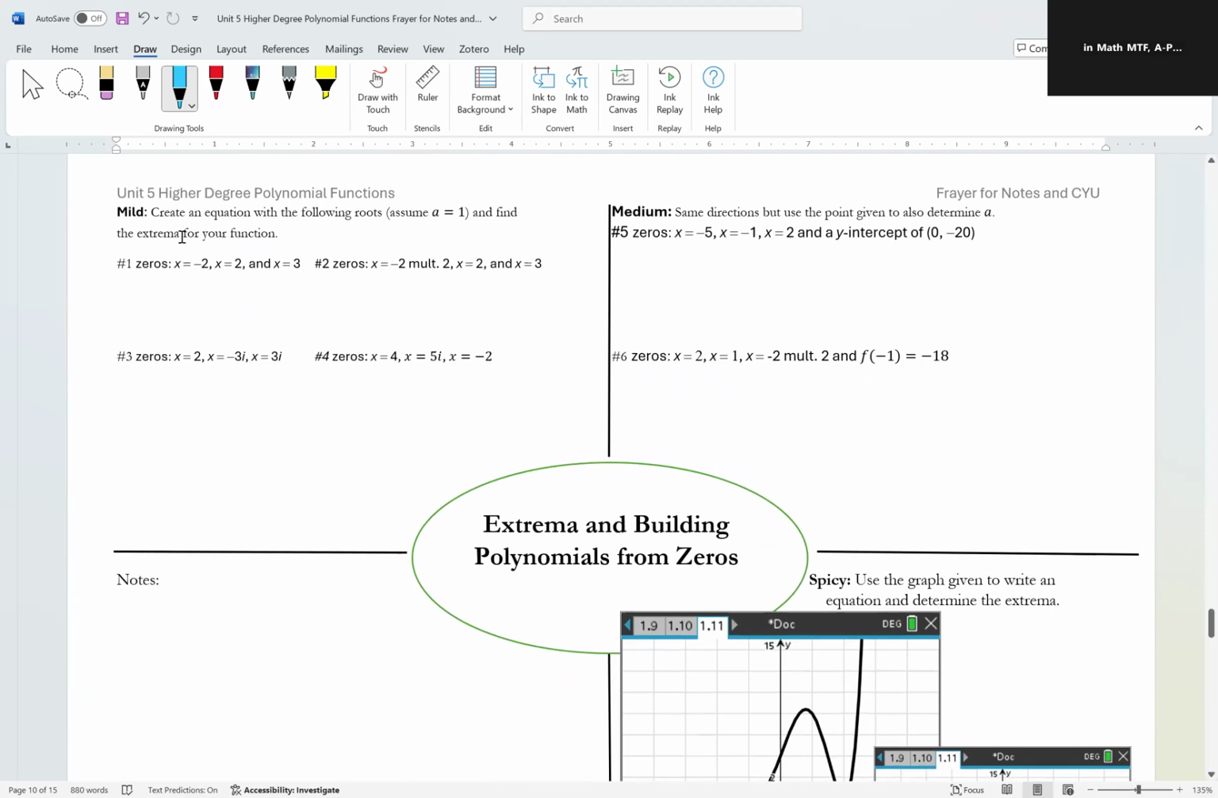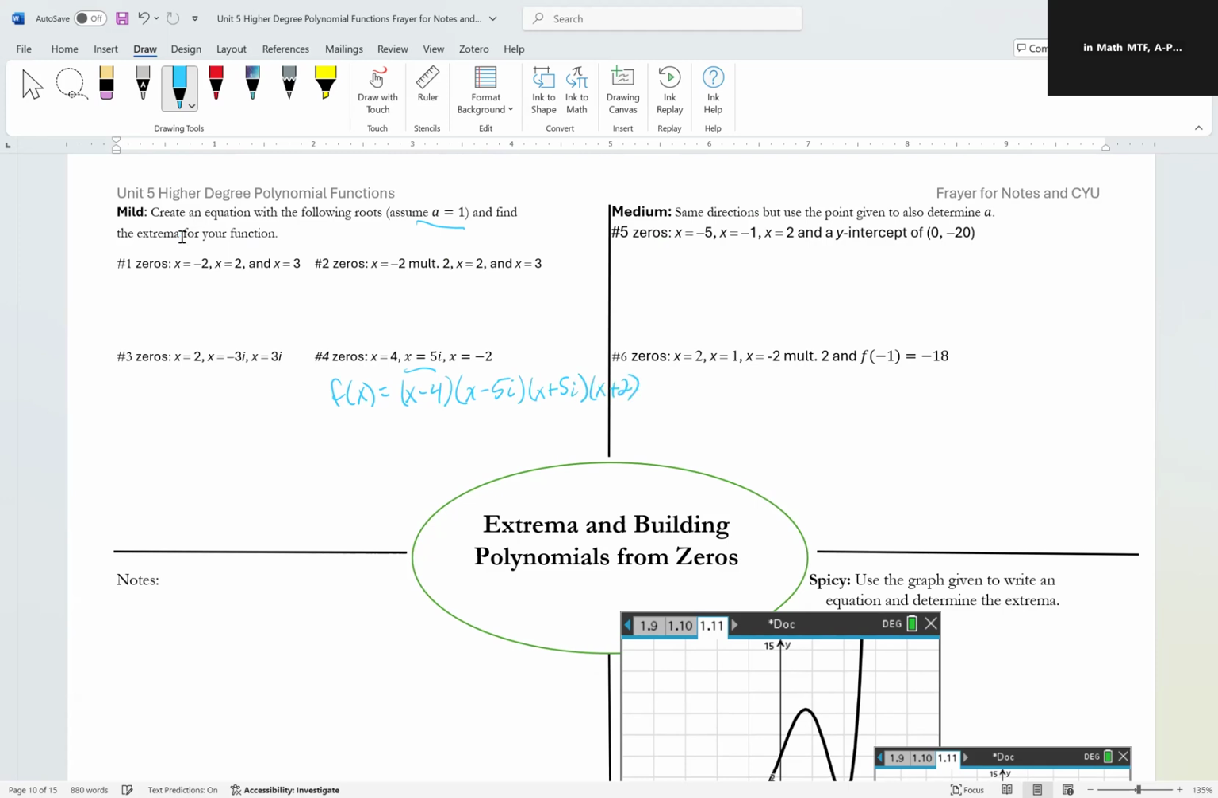Here with this one, the only thing I want to point out on the mild is, keep in mind, we're assuming a is 1 on the mild here, so f of x. Make sure you have f of x because it's a function. x minus 4 times, now keep in mind when it's x equals 5i, imaginary roots always come in pairs, so it'd have to be x minus 5i and x plus 5i and x plus 2.